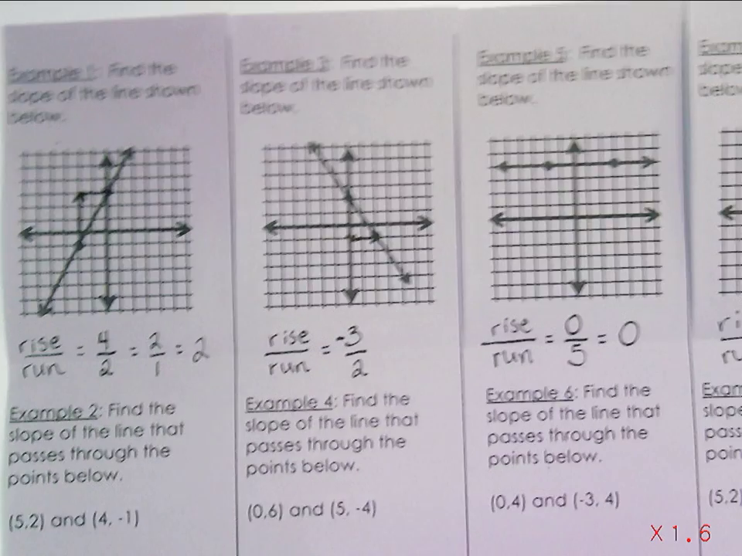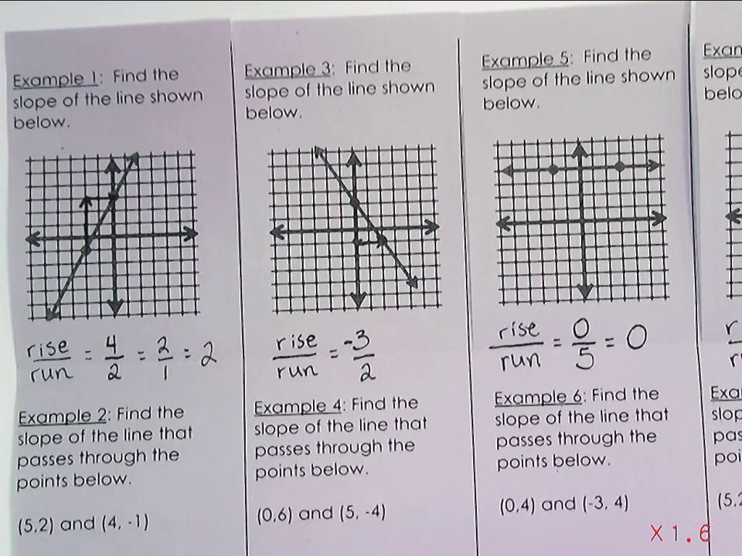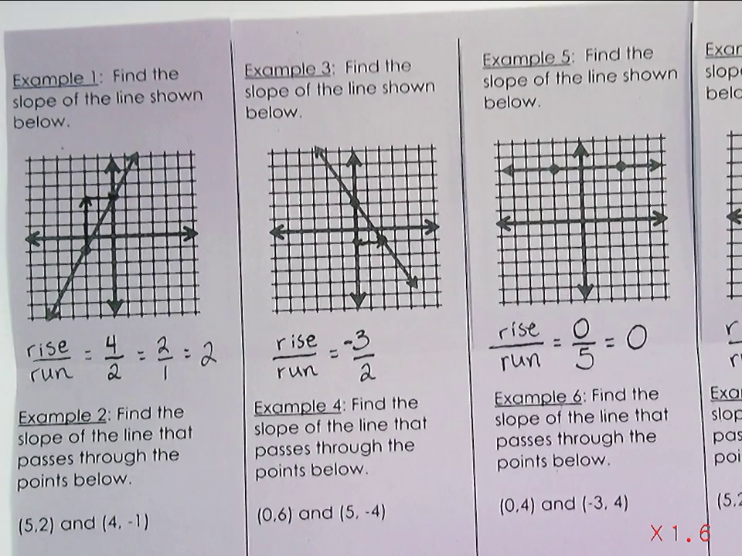So that's how that would look if you were using a graph. Remember, it's rise over run, so how far you're going up or down between points first, and then how far you're going to the right. Again, you can go left, but typically you won't be doing that.